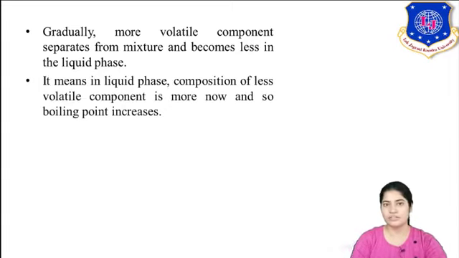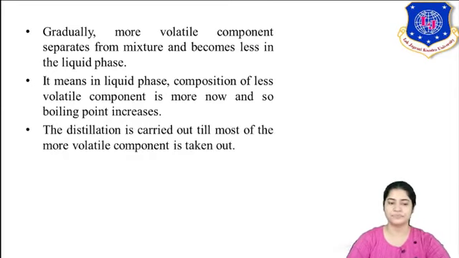Of course, as you have taken out the maximum amount of the more volatile component, now in your initial mixture the less volatile component is high in quantity. Less volatile component means its boiling point is high. So the boiling point of this mixture has increased, because it is rich in the less volatile component. This distillation is carried out till most of the more volatile component is taken out. For example, in a mixture of A and B, A is my more volatile component and B is my less volatile component. So I continue this process till most of A has been taken out.